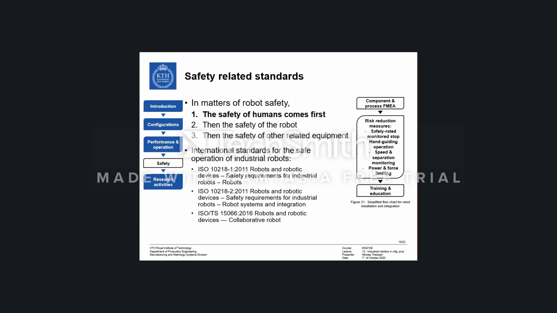In order to comply with requirements related to the installation or operation of industrial robots, there are three main ISO standards that one should consider. Those are ISO 10218-1 as well as -2 and ISO Technical Specification 15066.